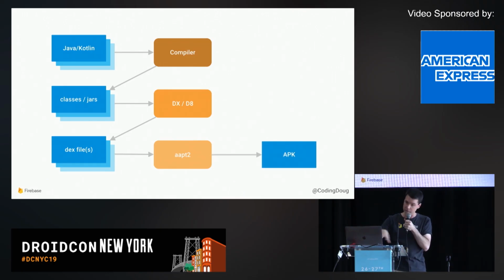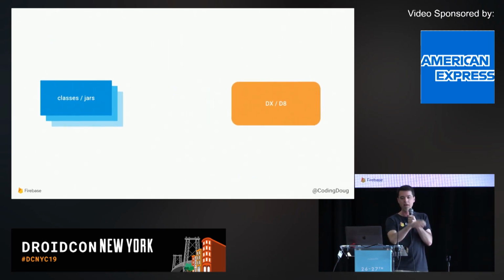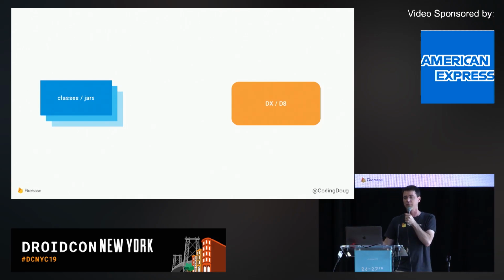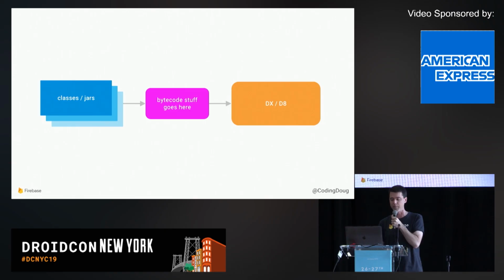Now, where does bytecode manipulation sit in the middle of all this? Well, it turns out you pretty much have to do it after you have all the classes and jars, but before they get sent to the dexer. Once it gets sent to the dexer, you no longer really have the ability to do simple bytecode manipulation. So all the bytecode stuff has to go in the middle here.